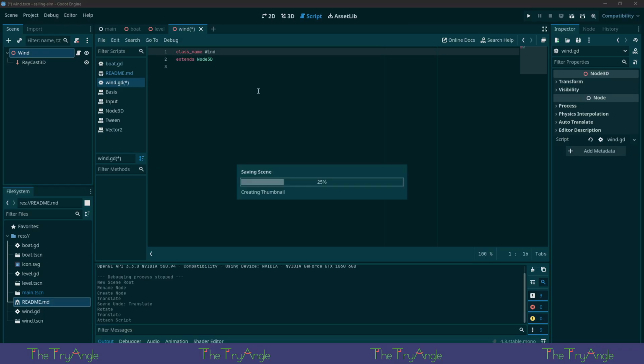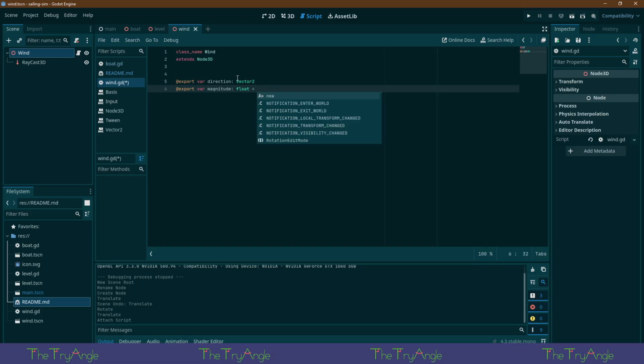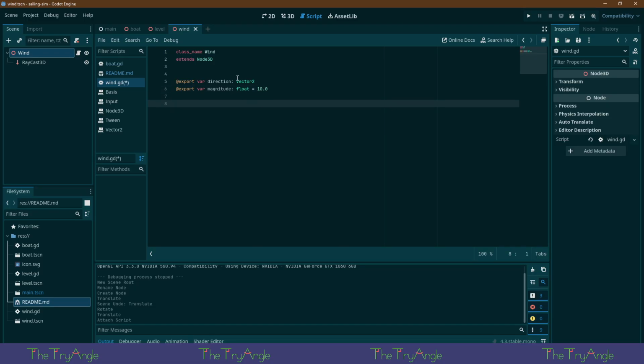All right. Wind. And the wind is going to have two things here to export. We're going to have direction, a vector 2, and we're going to have magnitude as a float. And we'll just start off with 10.